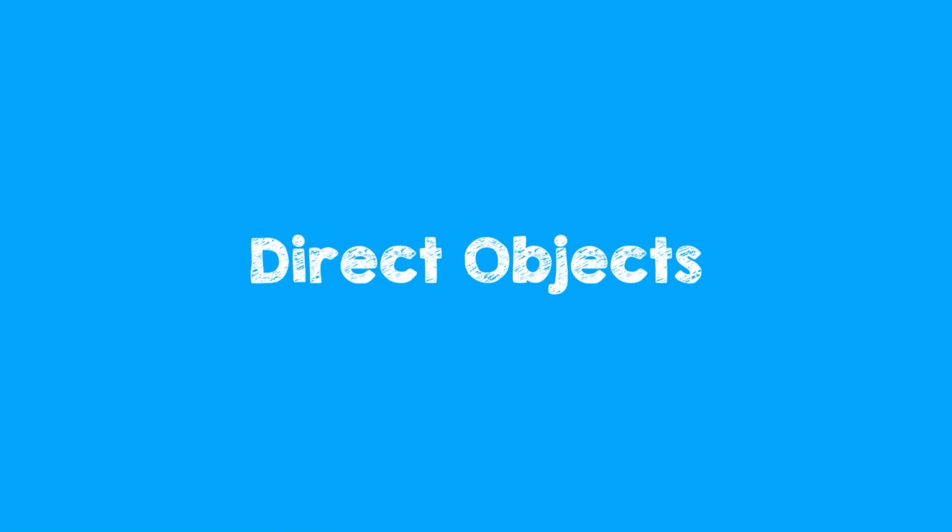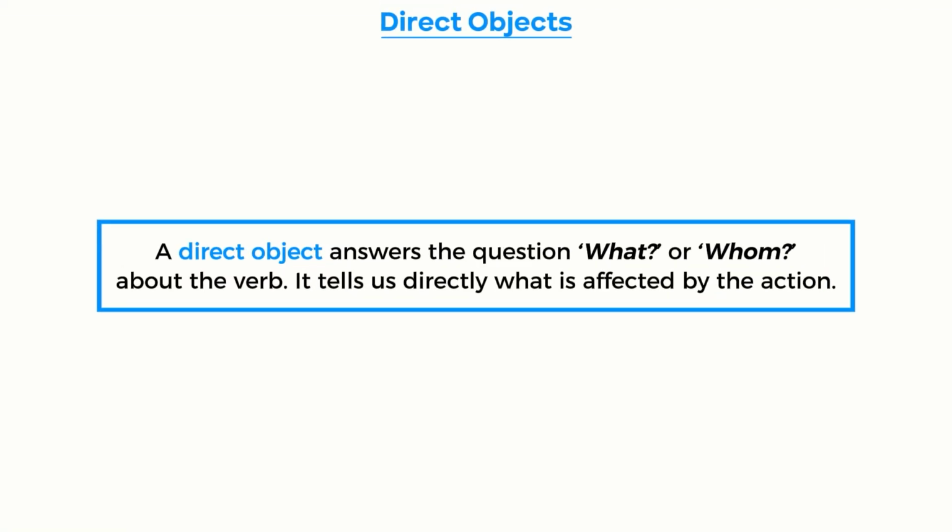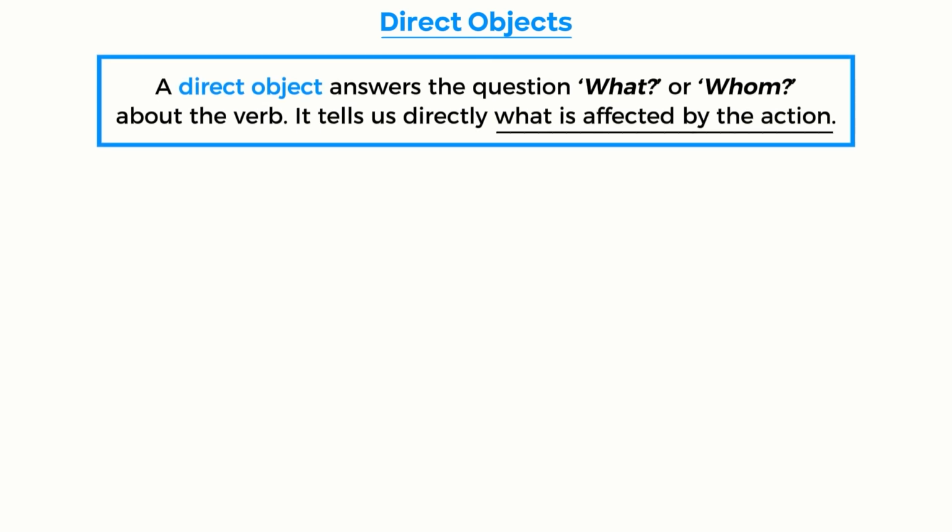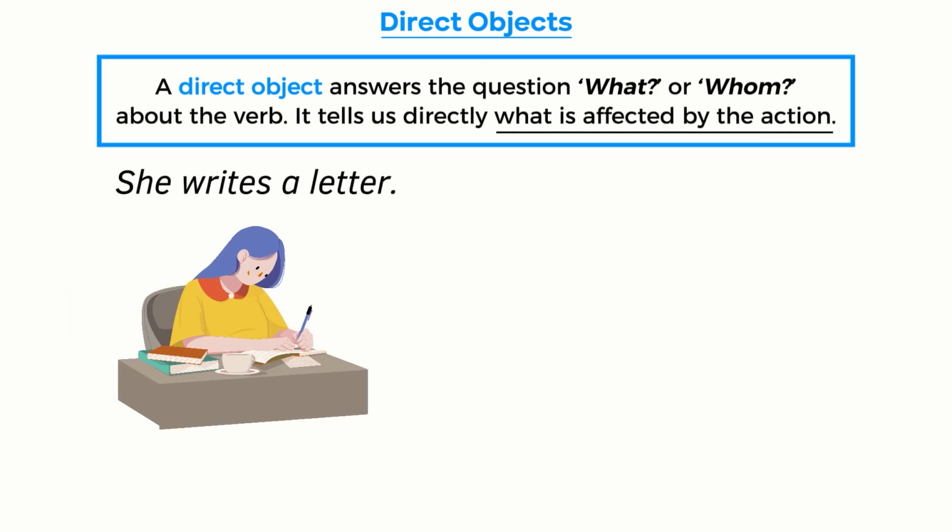Direct objects. A direct object answers the question, what or whom, about the verb. It tells us directly what is affected by the action. Here are some examples. She writes a letter. What does she write? A letter, which is the direct object.